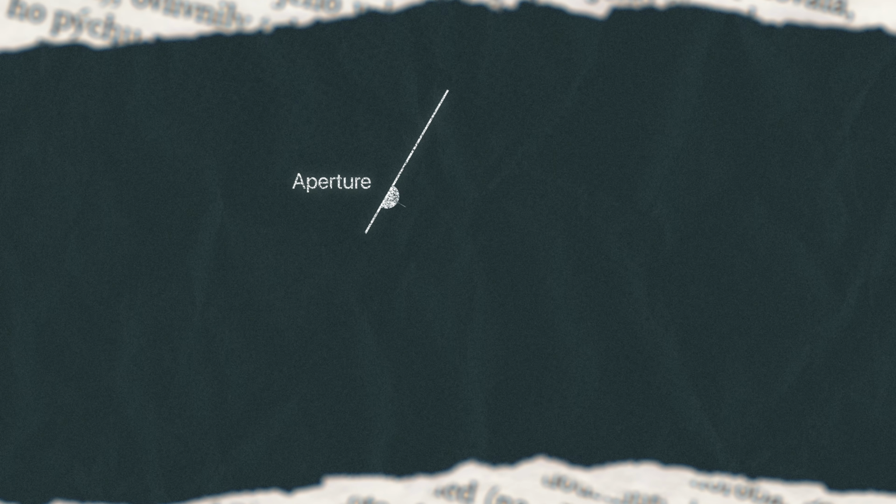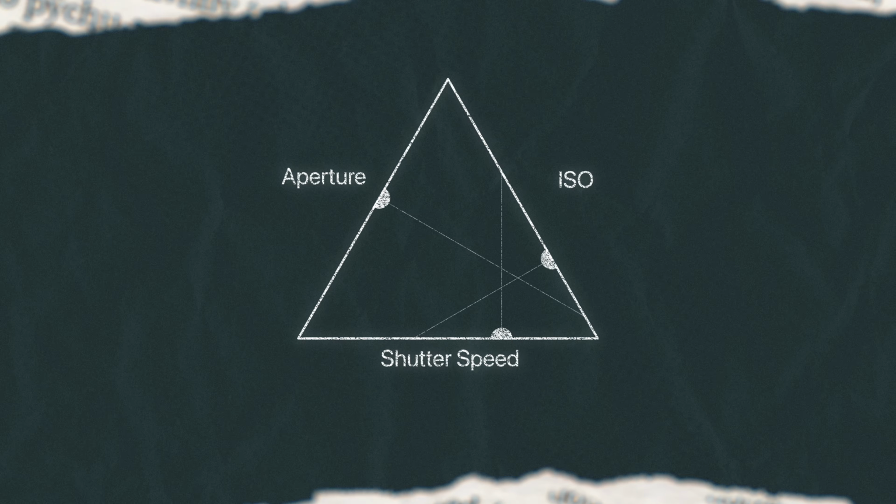Every camera has a triad of settings: shutter speed, aperture, and ISO. These three form some sort of a triangle. If you adjust one of them, you have to adjust the other ones as well, so your image remains properly exposed. So first, let's have a look at what these three settings actually do.